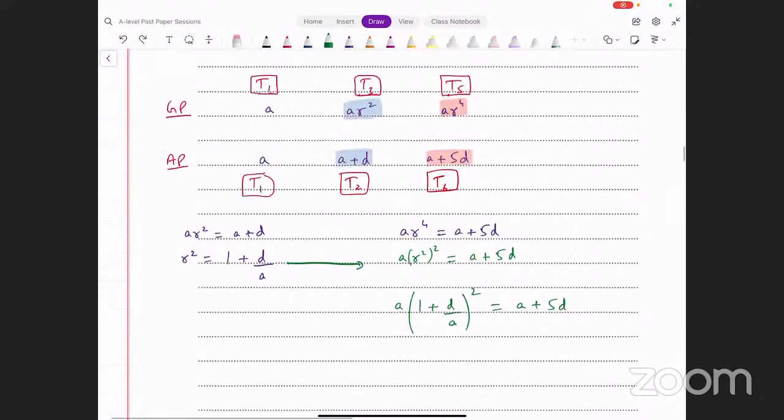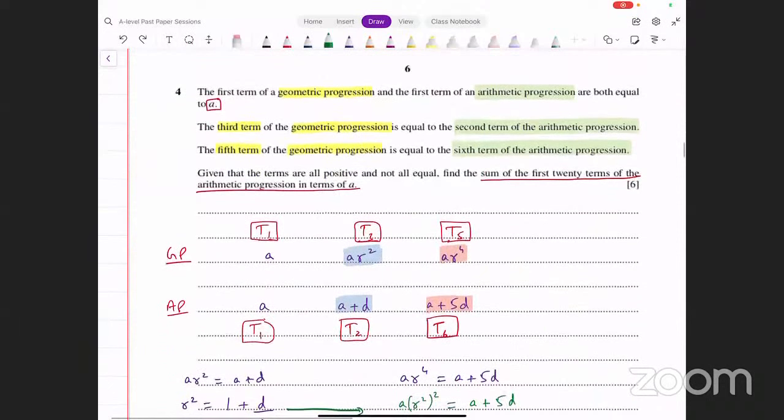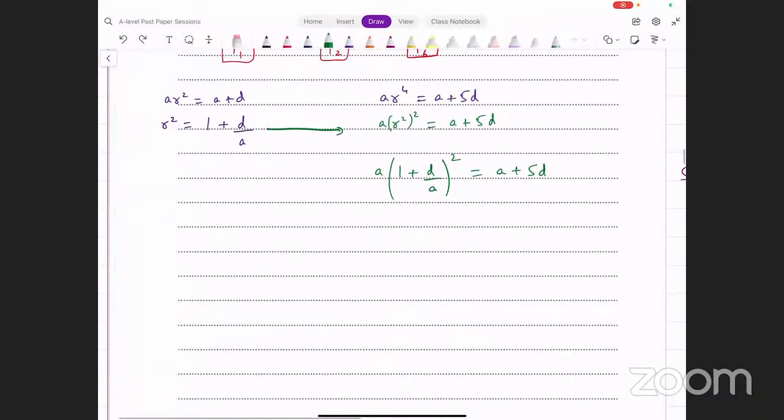Why can we do that? We can do that because यहाँ पे बताया है सारी टर्म्स पॉजिटिव है, तो a की वैल्यू 0 तो नहीं हो सकती, तो हम a से डिवाइड कर सकते हैं. यहाँ पे a को मैंने वहां पे जाके डिवाइड कर दिया, तो मेरे पास क्या मिल गया, राइट साइड के ऊपर I've got 1 plus 5d over a.